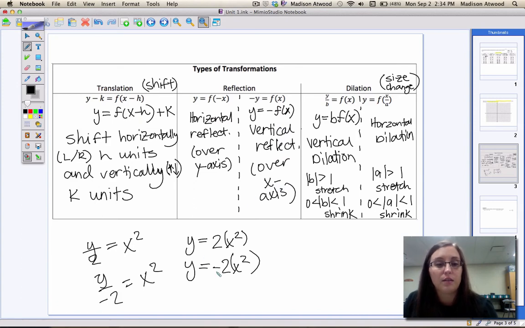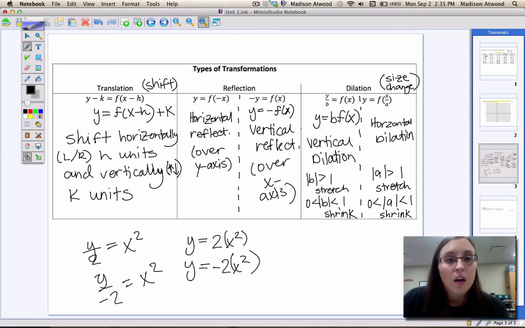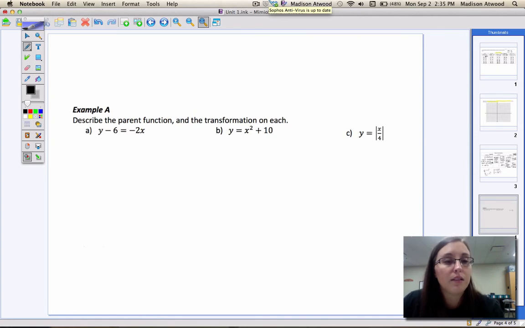And so in this case, when we have the negative 2 in there, that's a reflection over the x-axis. So the first one here, y equals 2x squared, would just be a vertical stretch of 2, where it would be stretched out this way. The second function down here with negative 2 is stretched and flipped over the x-axis as well.